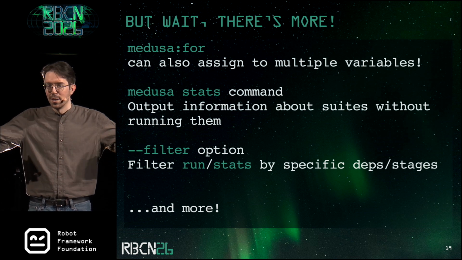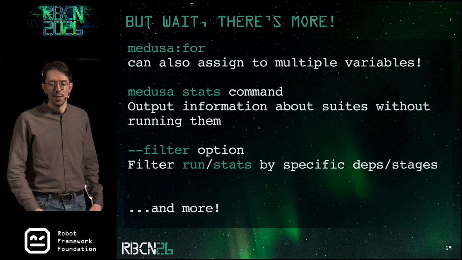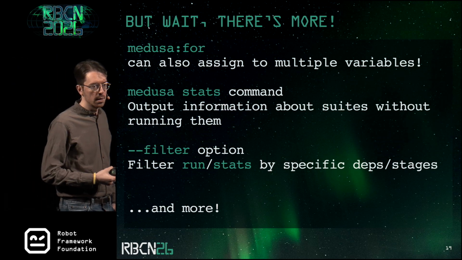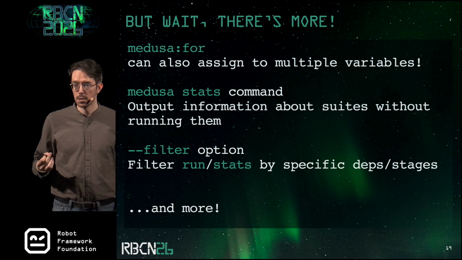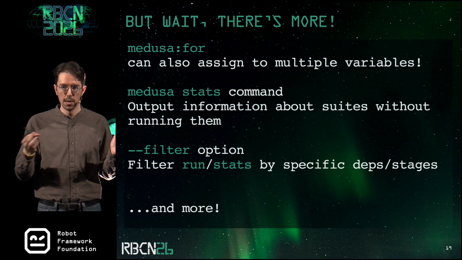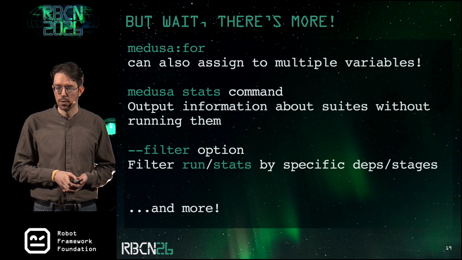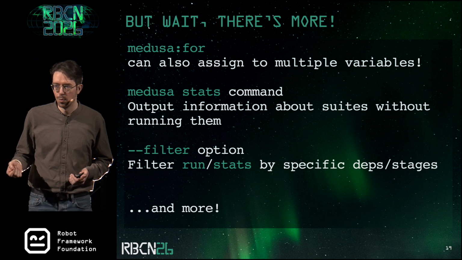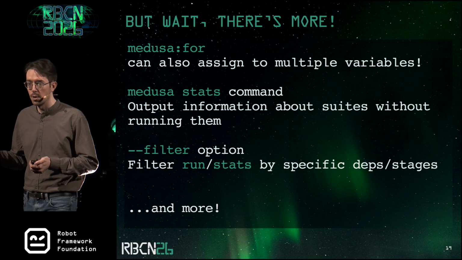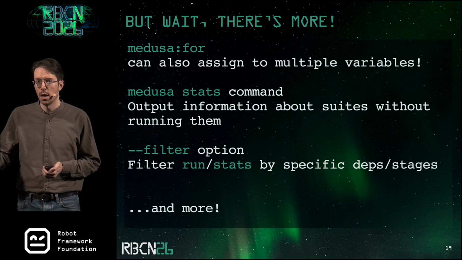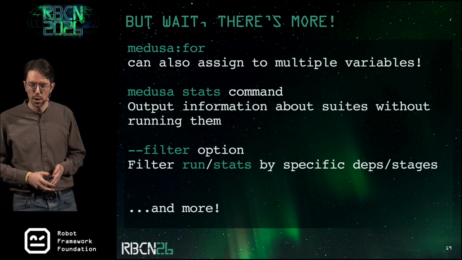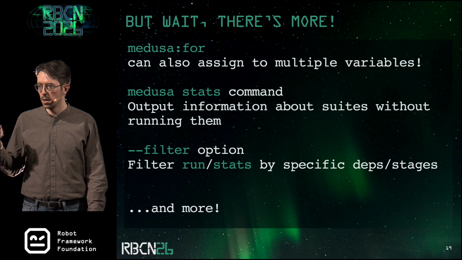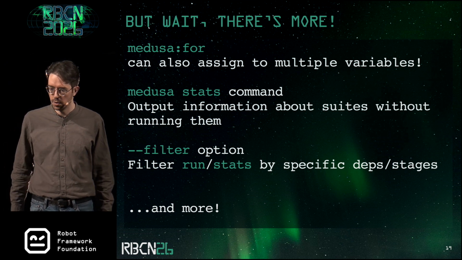So but wait, there's more. Medusa 4 can do a little bit more than just what I showed you. It can also assign to multiple variables. Let's say you have a list of lists. Let's say you have 3 variables that you want to assign to. Then you could have a list which contains 3 other lists with 3 elements each, and then each element would get assigned to one of the variables. And of course, the same thing also works for dictionaries, which is also very convenient.